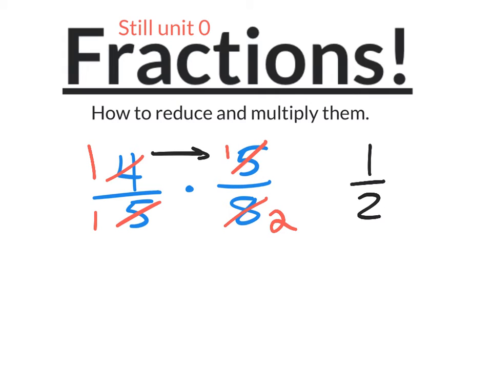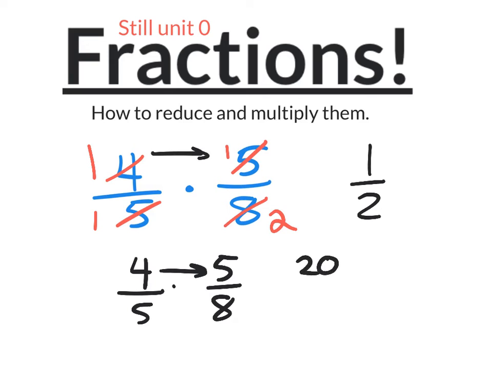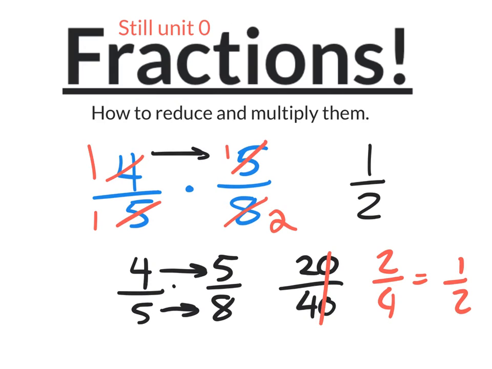Is all this work necessary? No, not really. I could have gone with the original problem, 4/5 times 5/8, and multiplied 4 times 5, we get 20, 5 times 8, we get 40. And then 20 over 40, you reduce it. You could reduce by 10, canceling out the zeros, and 2 over 4 reduces down to 1/2. So it's totally up to you. I just want to show you how you could cancel things out. And that comes in handy when we look at this homework assignment.